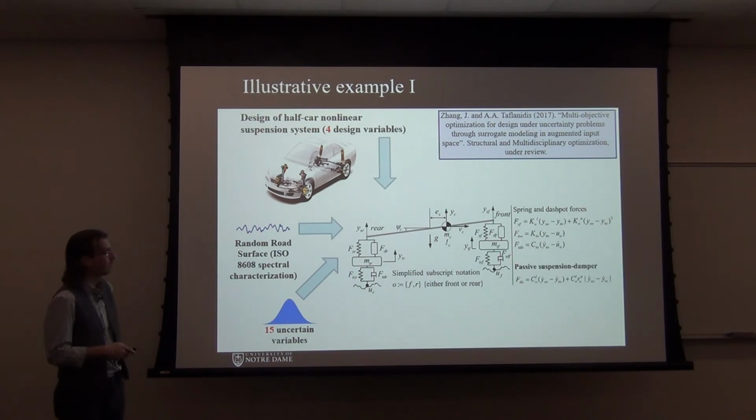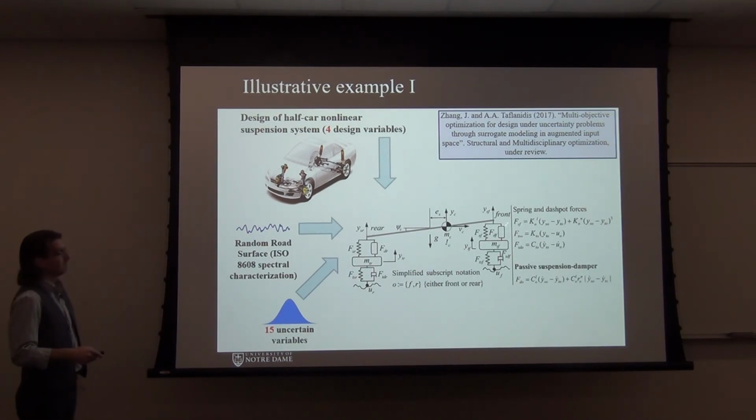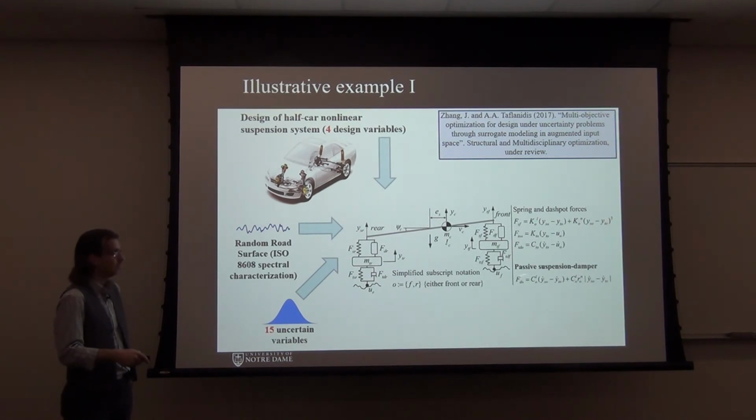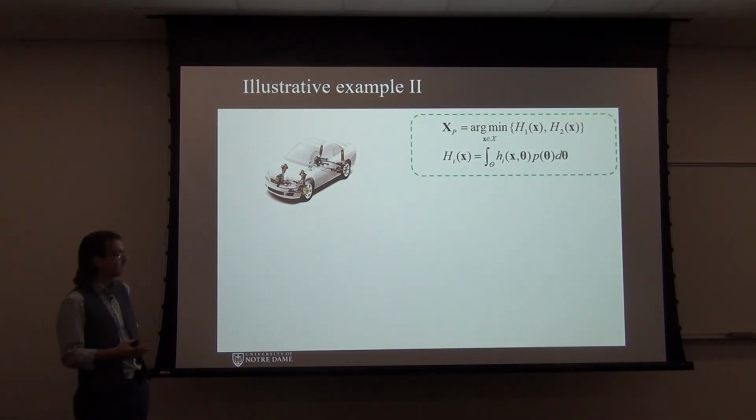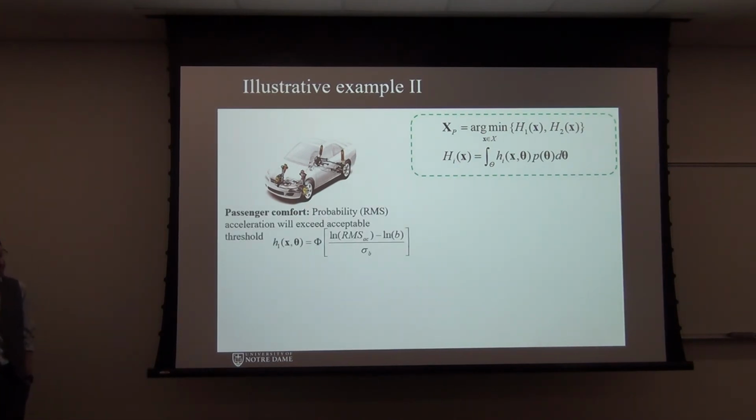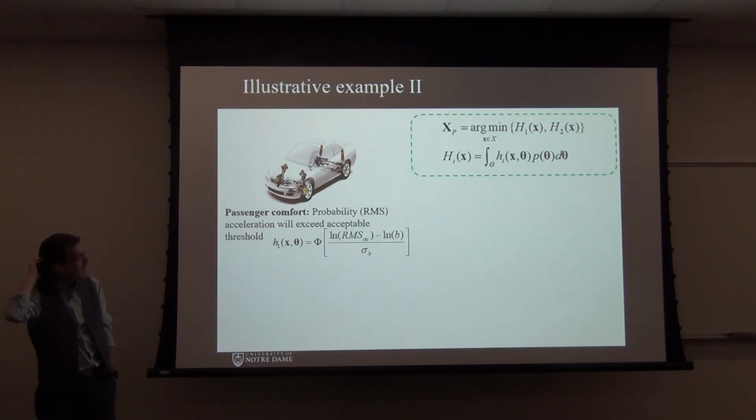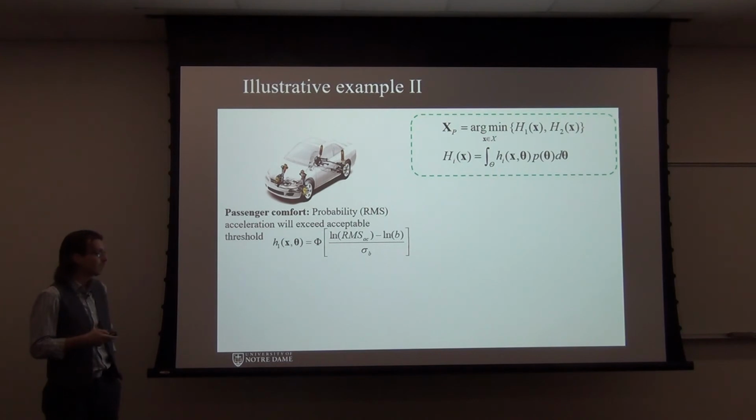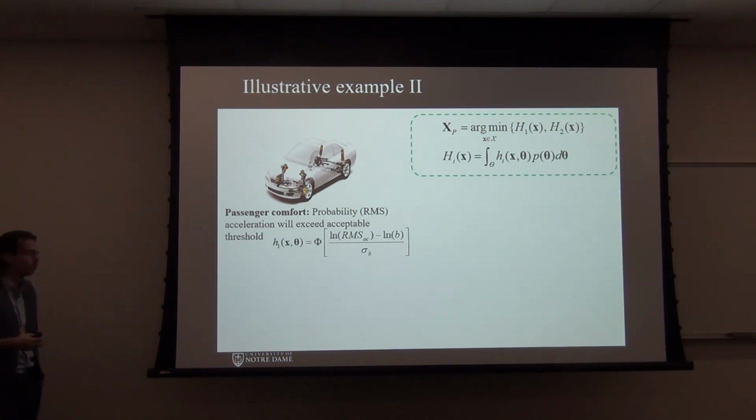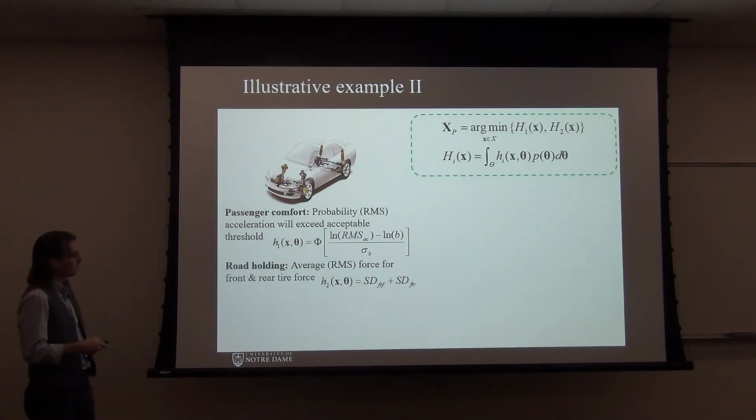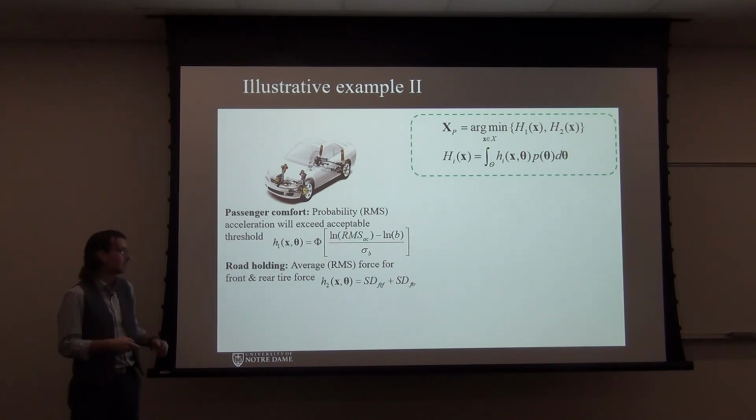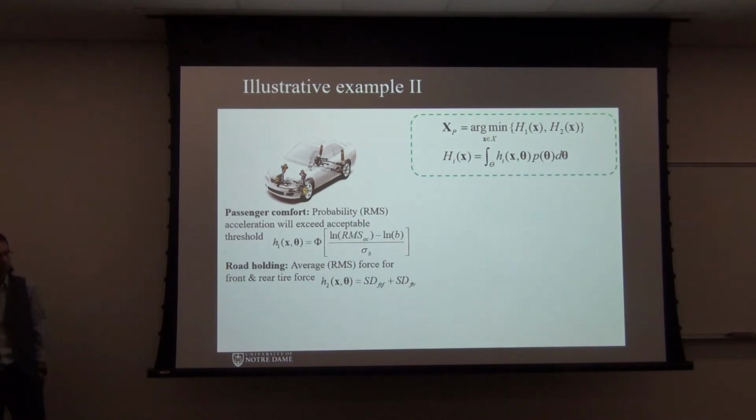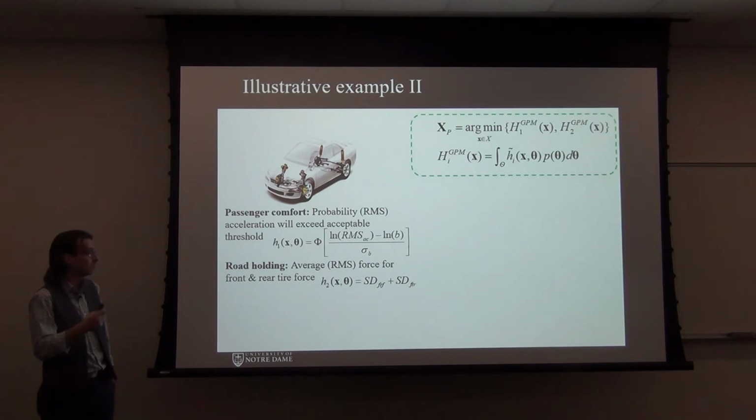Again, you can see here the schematic of the half-car model. And our design variables are pretty much the characteristics of a bilinear passive suspension damper. Now, in terms of our two performance objectives, the first one corresponds to the passenger comfort, given by the probability that the RMS acceleration will not exceed some acceptable threshold, and we are adopting here a log normal fragility to quantify that reliability. And the second objective is the road holding of your car, and this is going to be the average RMS force for the front and the rear tire. These are pretty common objectives that we use for design of car suspension examples.